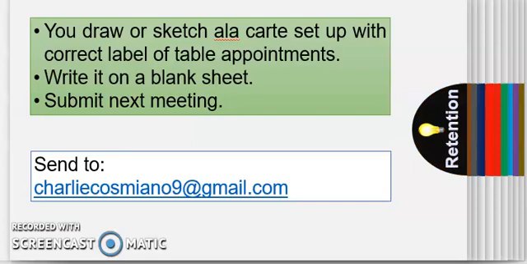For you to study at home, I will be giving you some tasks to do to enhance your retention about the topic that we have discussed. Kindly draw or sketch an a la carte setup and label it with the correct table appointments. You can make any template you can, but see to it that the setup and the table appointments are labeled correctly. Write it on a legal bond paper and submit it next meeting.